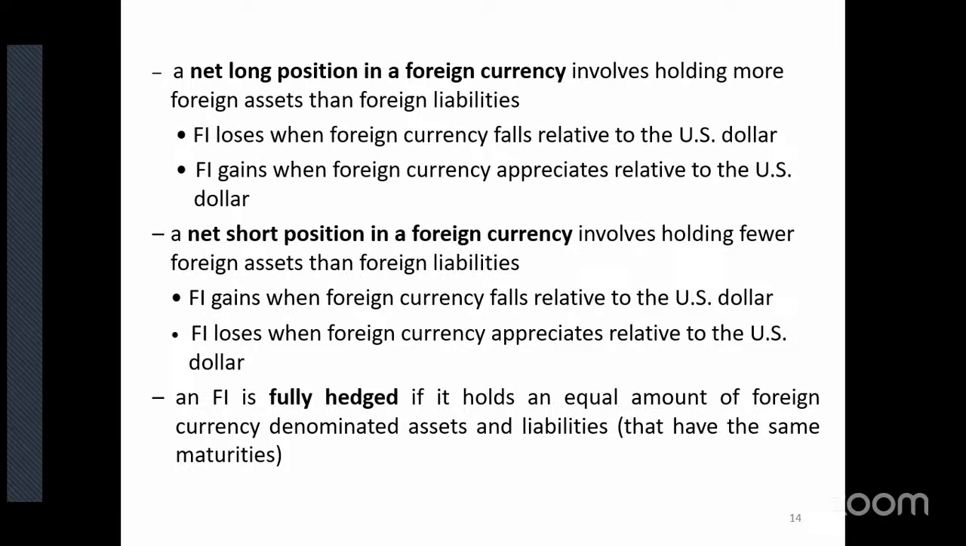A net short position means we have more foreign liabilities than foreign assets. A net short position in a foreign currency involves holding fewer foreign assets than foreign liabilities. Financial institutions gain when the foreign currency falls relative to the US dollar, and the other way around, they lose when the foreign currency appreciates relative to the US dollar. A financial institution is fully hedged if it holds an equal amount of foreign currency denominated assets and liabilities with the same maturities. So as risk management, to hedge this kind of exchange risk, the banks should keep an equal amount of assets and liabilities with the same maturities.